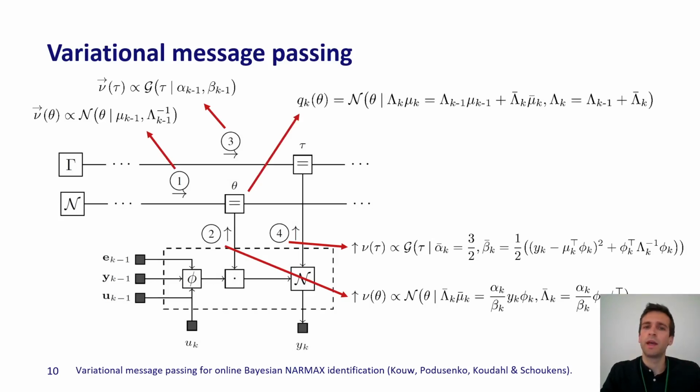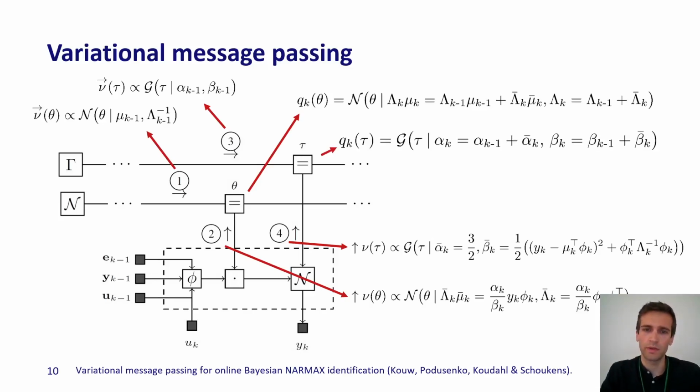messages. And the prior and the likelihood terms are combined at the equality nodes through Bayesian inference to update the marginal recognition factor, which is, as you remember, the approximation of the posterior. And these updates are actually just summations, so that's fairly straightforward.